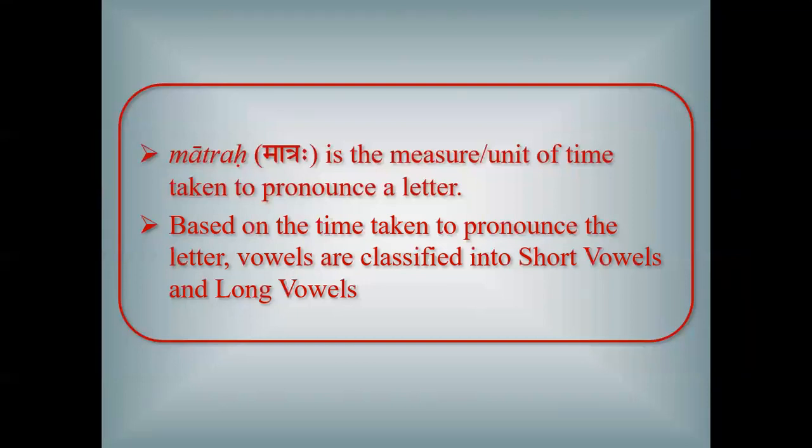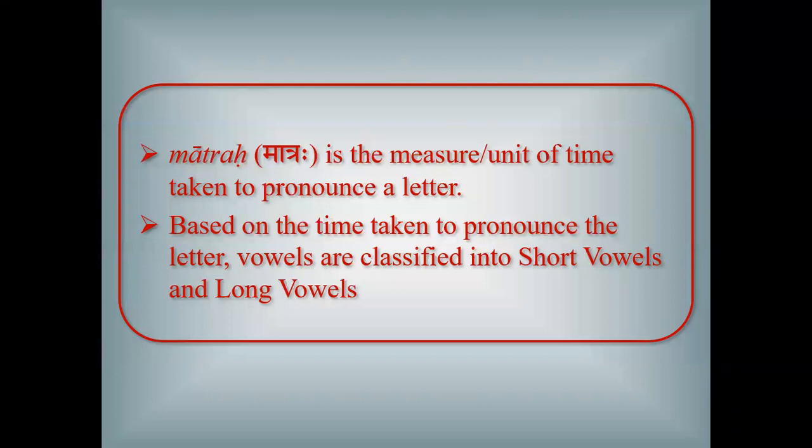First we saw one way of classification: simple vowels and conjunct vowels. And another way of classification is short vowel and long vowel. The first classification is based on the place of pronunciation, as simple vowels and conjunct vowels.